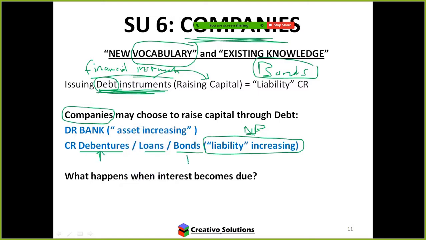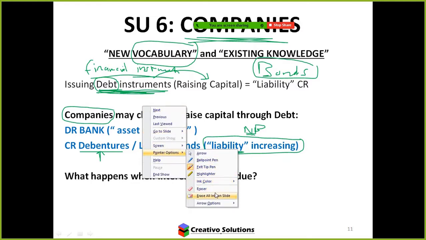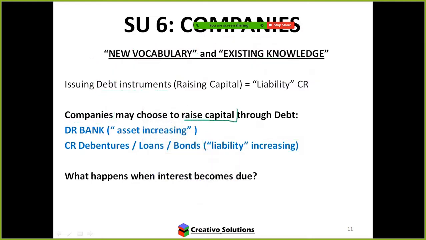A loan could be a bond. But at the end of the day, it's still a loan and it will be a liability, so it will follow the rules of a liability. If you are going to be raising capital, meaning getting more money, can I get more money through debt? Yes, I can. What do I do to the liability? I increase the liability. What happens to my money? It increases because I've raised the capital.